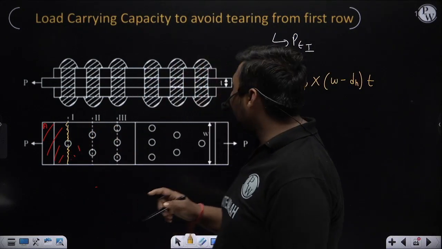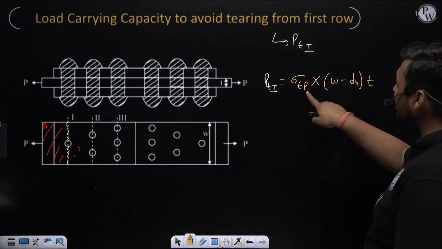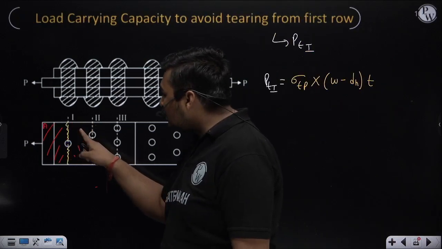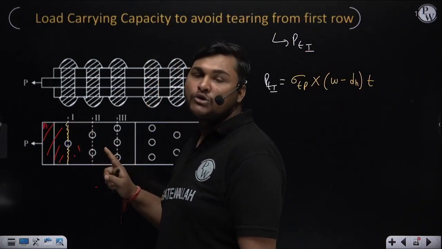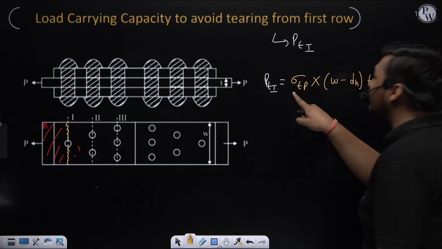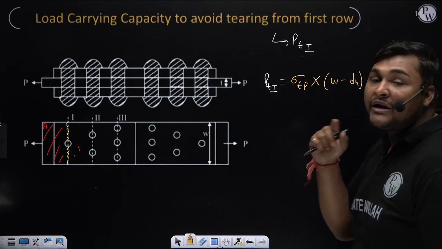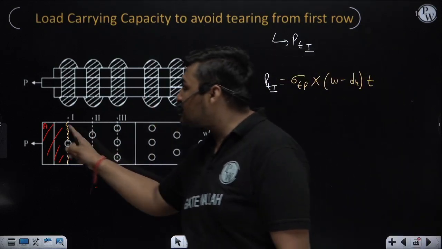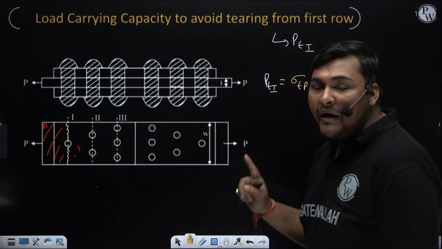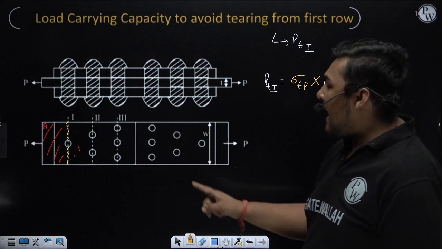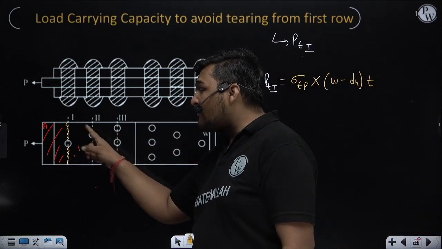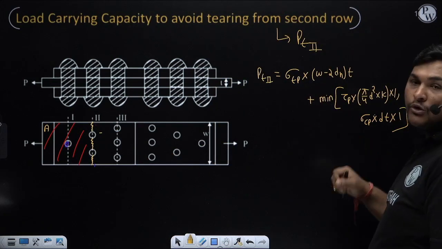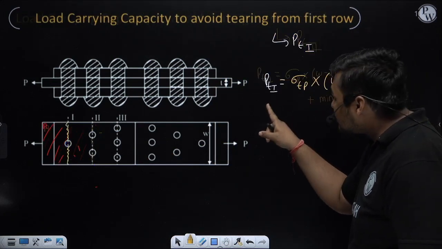Because ultimately we have to select the minimum value of PT1 and minimum value of PT2, and suppose number of rivets in first row is also 2 and in second row is also 2. In that case, this PT1 will always come minimum. That's why when number of rivets in each row were same, I was calculating only tearing from the nearest row from load P. But when number of rivets in each row are different, and the rows which are away from load P have more, then it might be possible PT1 can come less than PT2, or PT2 can also come less than PT1.